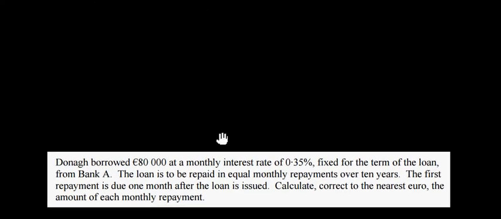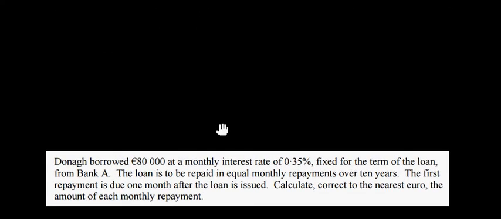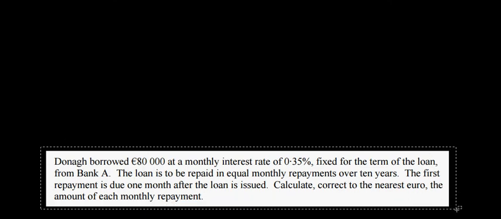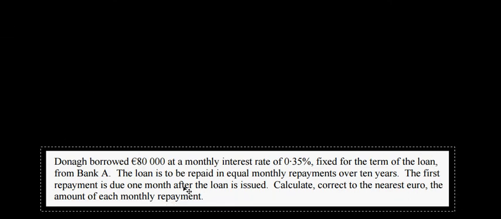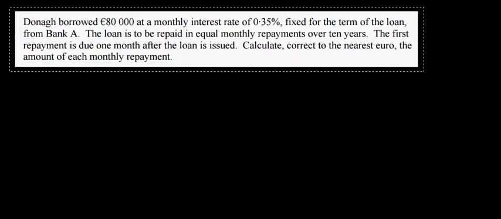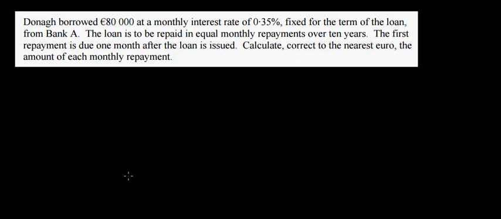Now let's have a look at the next part of the question. So let me just move this up again. Okay, so now we have Donna, who's borrowing 80,000 euros at a monthly interest rate now of 0.35%. So this came up in one of the previous questions, so we might use that in this question.